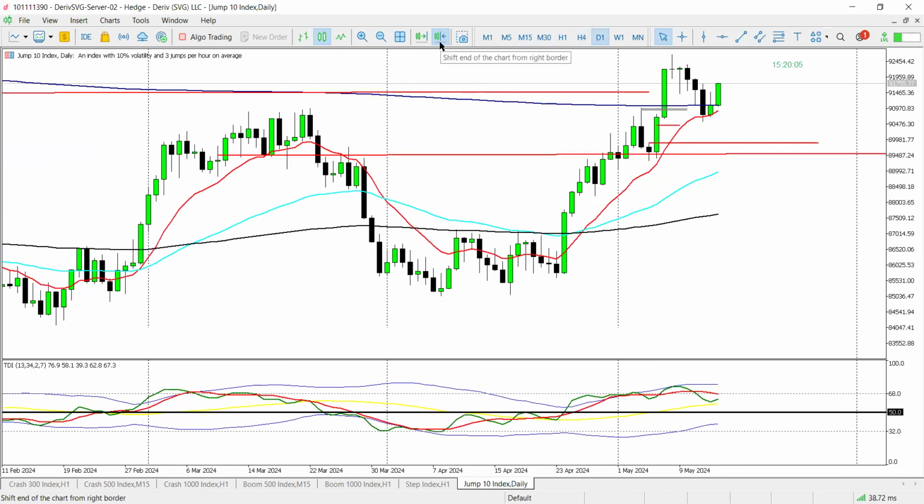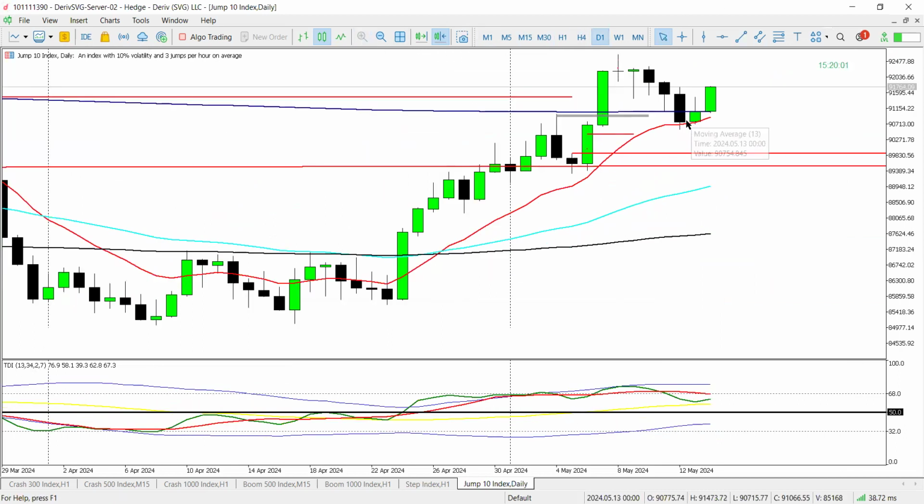Then going to jump 10, I want you to pay attention to how price reacted on the 13 EMA and the 800 EMA. This is almost the same as B5 on the daily.